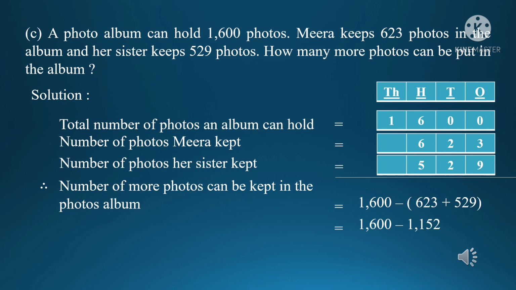And what was the total capacity? The total capacity was 1600. So after subtracting we will be able to get how many more photos can be added to that album. So 1600 minus 1152, and we got the answer as 448.